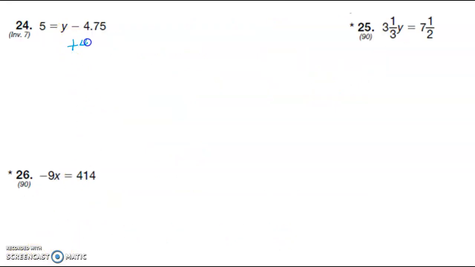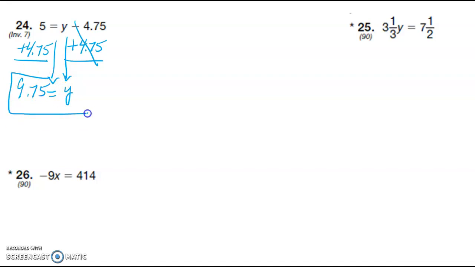Okay, this is going to be plus 0.475 because we're trying to get y by itself. Okay, so this goes away, y comes down, equals comes down, this is 9.75. Okay, I know that was a non-start, it's okay. We're going to popcorn this.